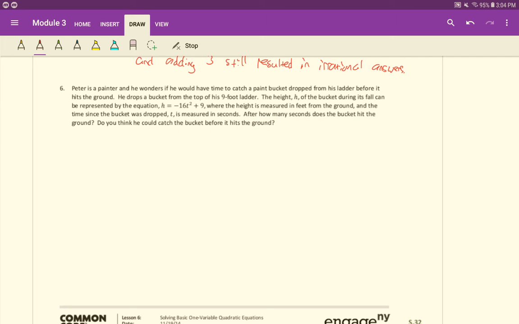So we want to know, when does it hit the ground? Hitting the ground means what? It's asking how many seconds. That means we're trying to figure out t equals what? Does the bucket hit the ground? So hit the ground, that's a height, right? What's the height when the bucket's hitting the ground? h equals 0. So we're going to put a 0 in for this h right here.